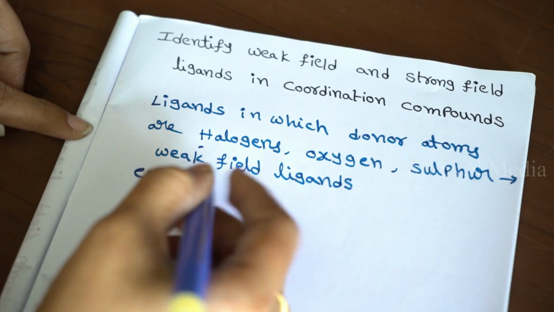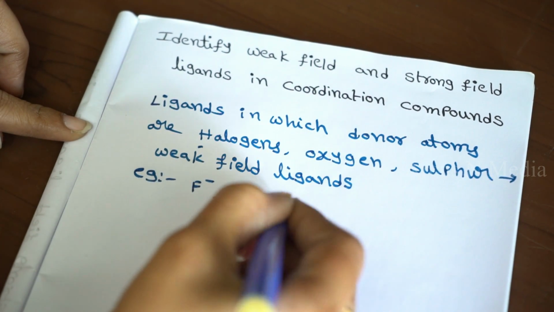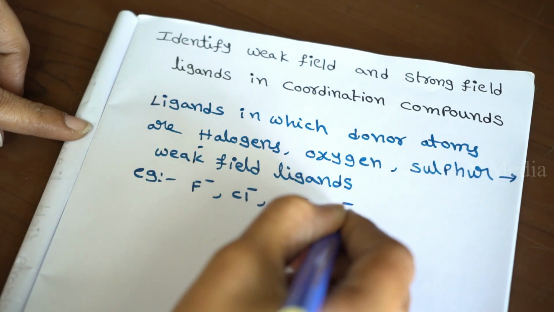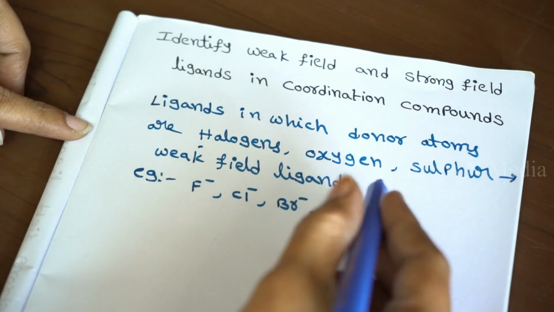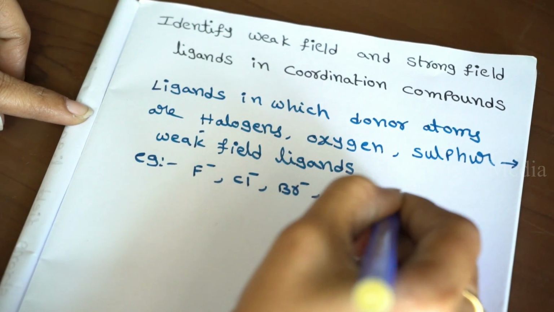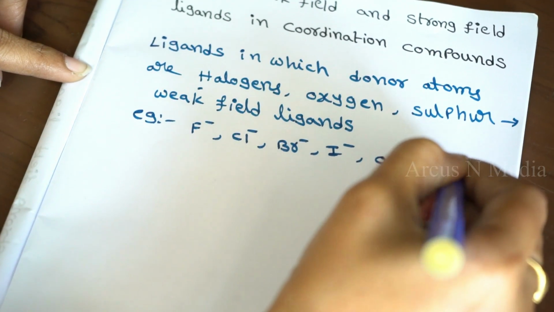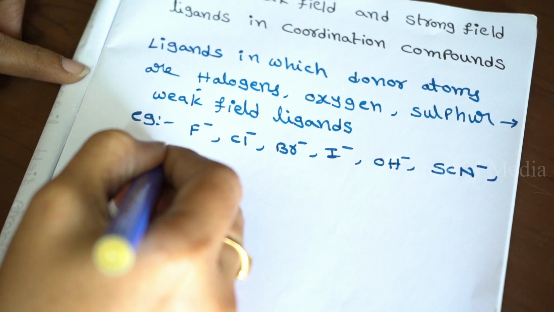Some examples of weak field ligands are fluoride, chloride, bromide, iodide. These are the group 17 elements, or halogens. And also hydroxide ion, thiocyanate ion and oxalate ion.